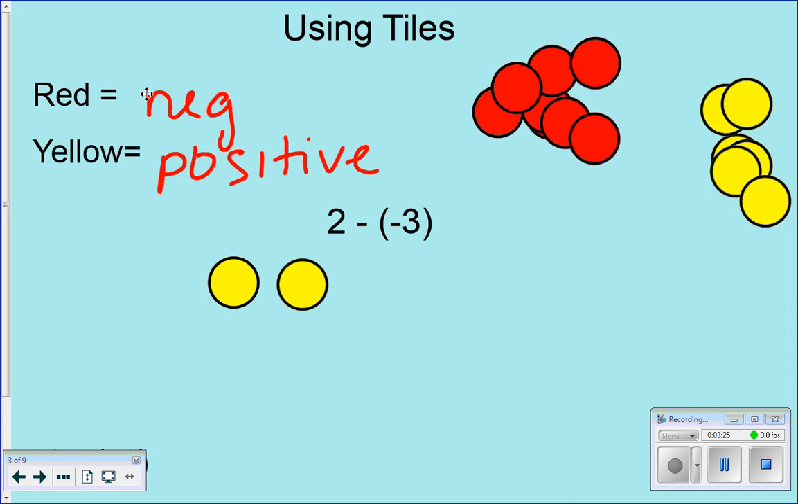Do I have 3 I can take away up here? I don't have 3 reds I can take away. This is a problem. How can I put some red ones up here to take away? Can I just put them up there? I can't just put them up there. Is there a way I could put red ones up there without them ruining this problem?